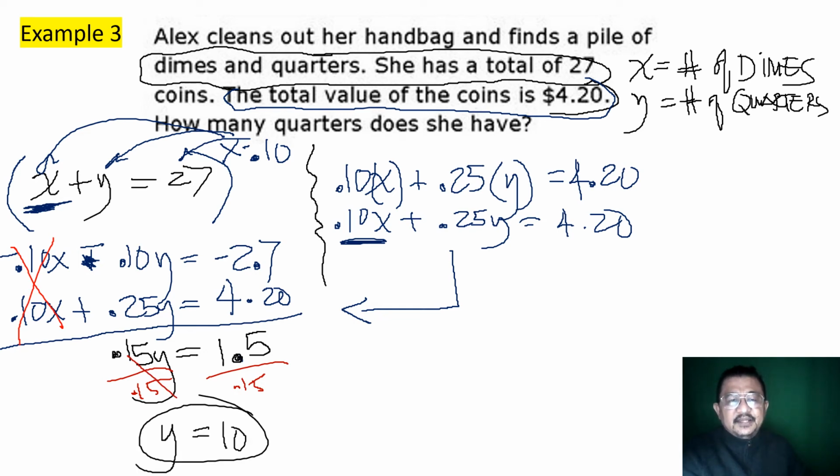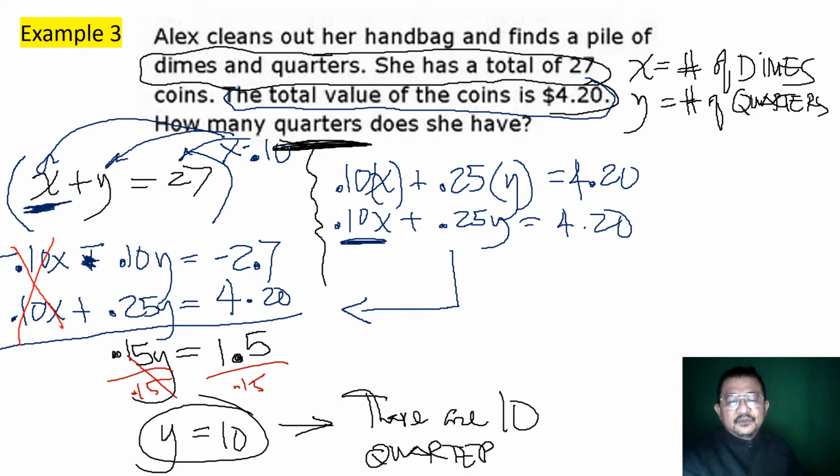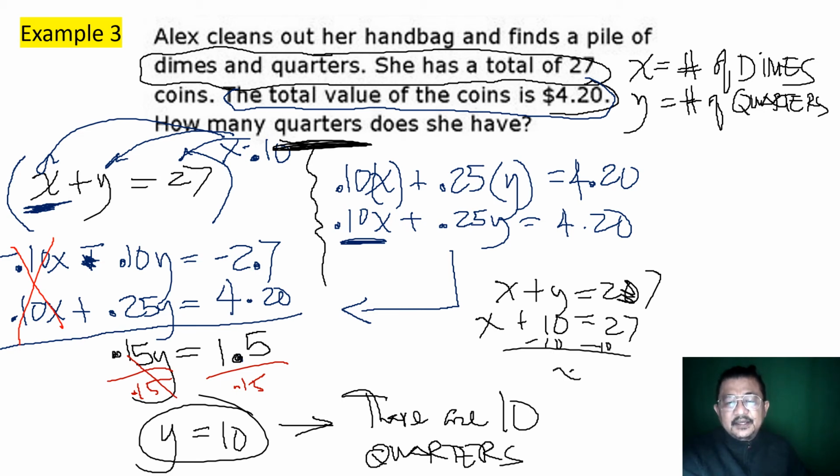Do I need to solve for x? Well, it's not asking for the number of dimes. It's just asking for the quarters. So you could say there are 10 quarters. Of course, if you want to know the number of dimes, what do you do? x plus y is equal to 27. Therefore, if you know the quarters are 10, x plus 10 is 27. What's the missing number? Minus 10, minus 10. X is equal to 17. But you don't need that. You only need this. Okay, so we're good.